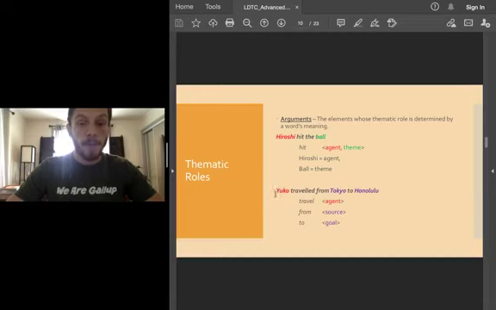All right. And now just to show how it's not just verbs that can subcategorize thematic roles, but also prepositions, we have the sentence, Yuko traveled from Tokyo to Honolulu. So the verb travel subcategorizes a single argument, an agent, the person doing the traveling. However, the preposition from subcategorizes a source thematic role, and the preposition to subcategorizes a goal thematic role, right? So these prepositions, at least in English, tell us very clearly what the thematic role of its argument is.